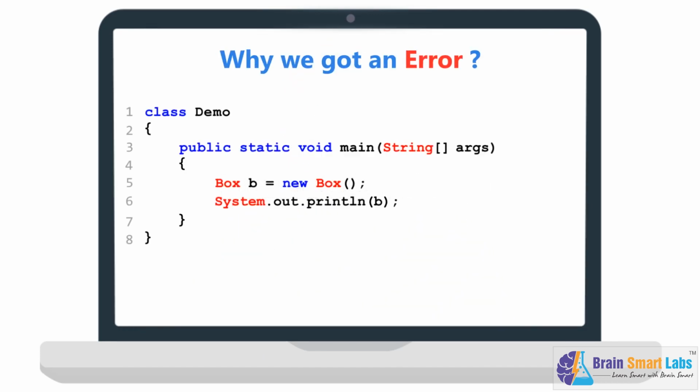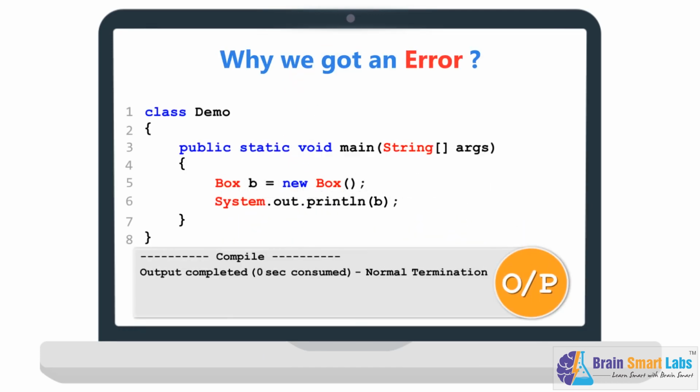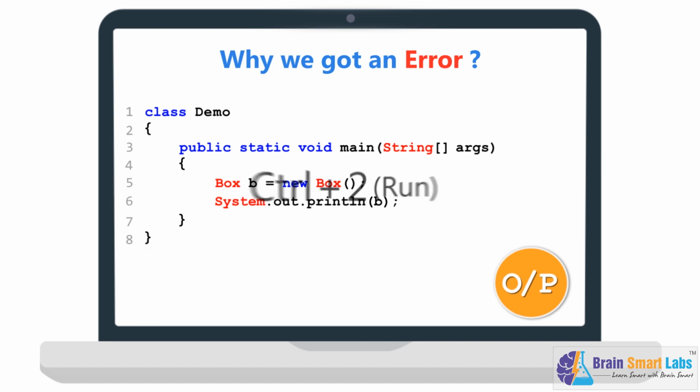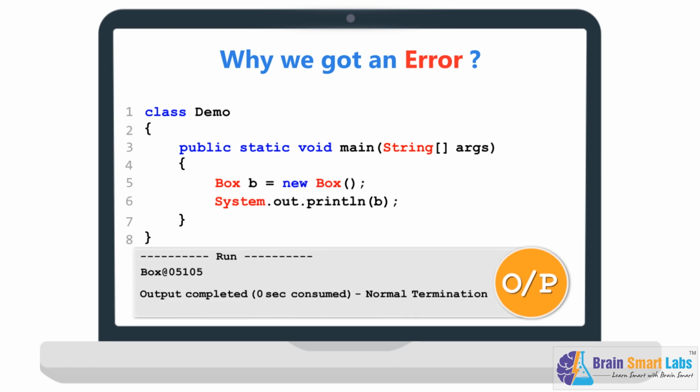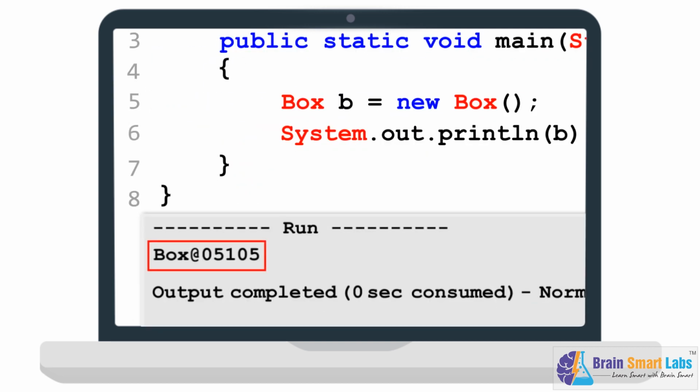Ctrl 1. Compiler is not giving any error. Super. Now I will press Ctrl 2 and check the output. Dude, can you see this? We are getting the address of the box as our result. Super, no? Very much correct.